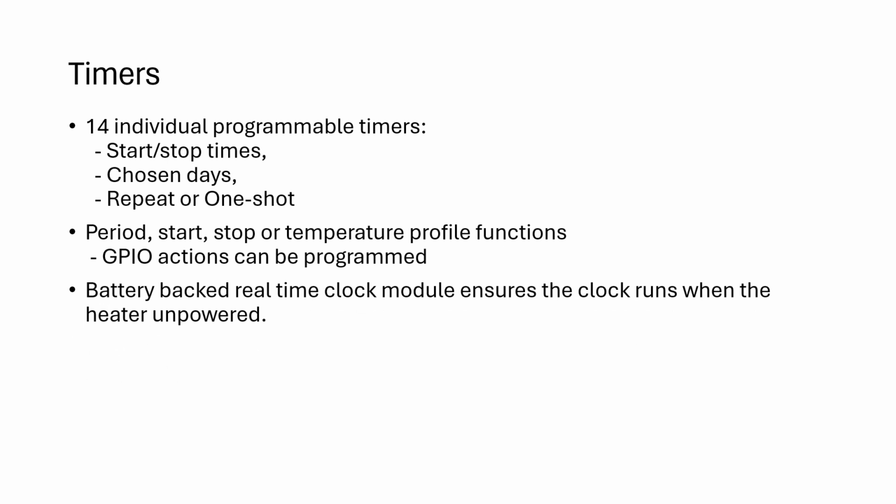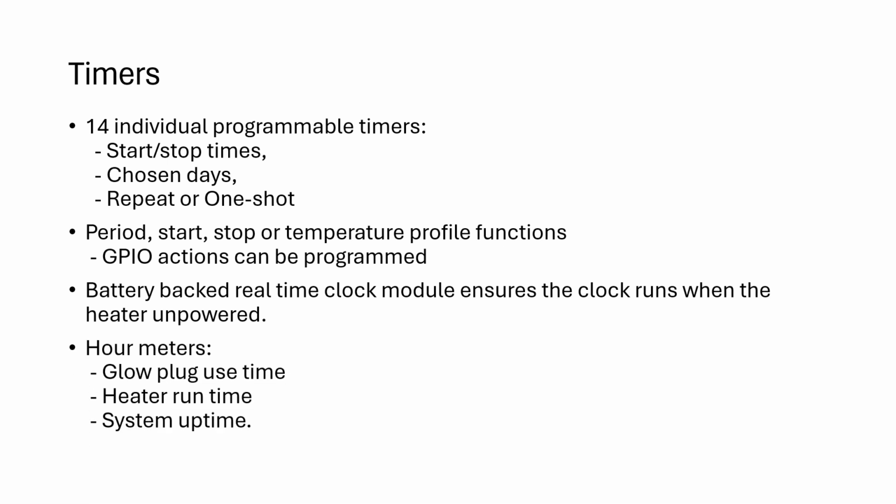The battery backed up real-time clock just ensures that no matter if the power is interrupted to the Afterburner, it retains date and time, so that if you are using these timer functions, it continues to be on time. And lastly, under that same area is an hour meter that shows how many hours or minutes, days, the glow plug has been used, the actual heater run time, and then the system uptime, meaning when was the last time the power was cycled to the Afterburner.